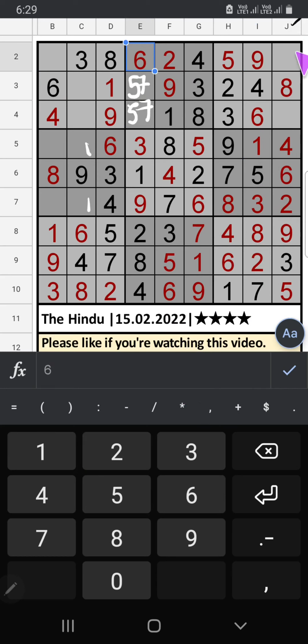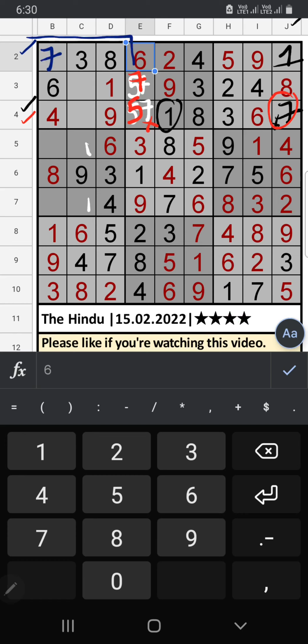Column G, 2 numbers are remaining, 1 and 7. Fourth row we have 1. 7 can't come in this cell. 1 is confirmed here. Then 7 is here. Fourth row we have 7. So 7 can't come in this cell. 7 is confirmed here. Then 5 is here. Second row only 1 number is remaining, 7. 7 is confirmed here.